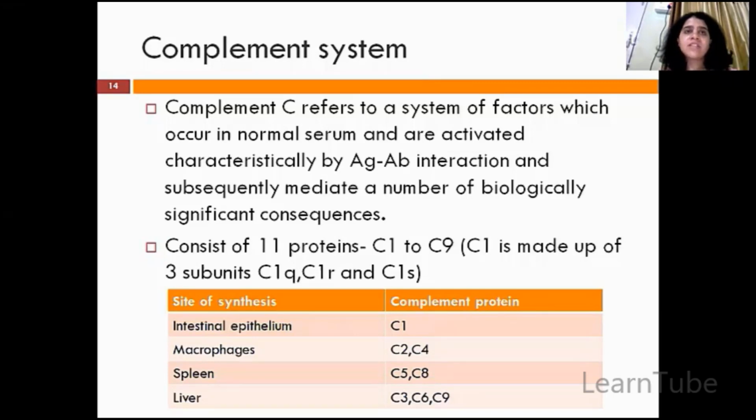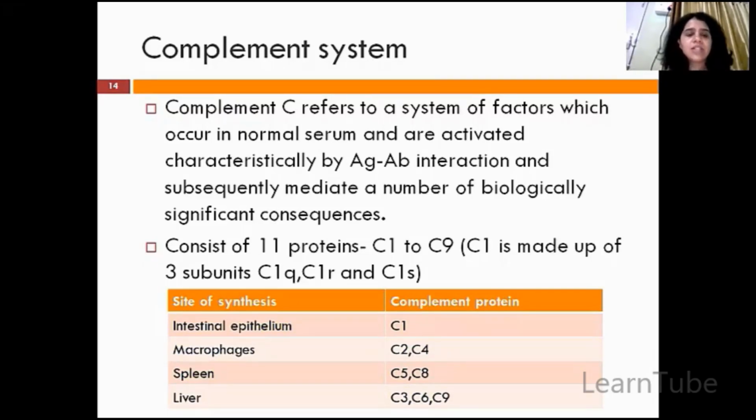Now, one of the important internal defense mechanisms is the complement system. This complement system is also called the C system. It consists of many proteins, which are usually activated on antigen antibody interaction. Once an antigen antibody interaction takes place, the complement system gets activated. It usually consists of 11 proteins, C1 to C9, and C1 is made up of 3 subunits, that is C1q, C1r, C1s. So that's why the total count comes to 11.